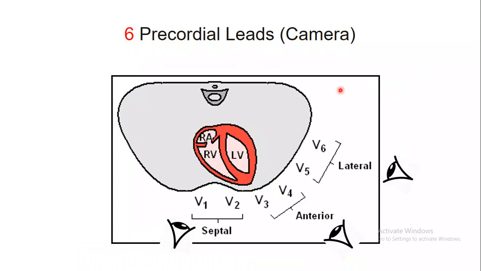What about the precordial leads? V1 and V2 are opposite to the septum, V3 and V4 opposite to the anterior wall, V5 and V6 opposite to the lateral wall.